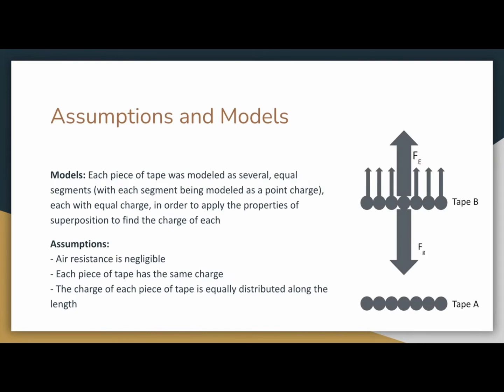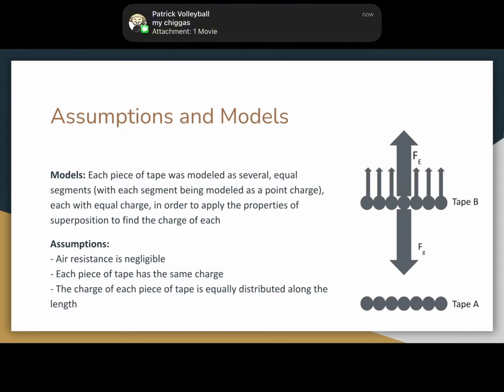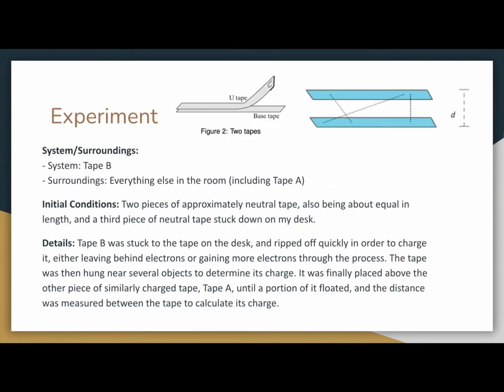With regards to the assumptions and models that we used, each piece of tape was modeled as several equal segments, with each segment being modeled as a point charge, each with equal charge, in order to apply the properties of superposition to find the charge of each. We assume that air resistance is a negligible force. Each piece of tape has the same amount of charge, and the charge of each piece of tape is equally distributed along the length.